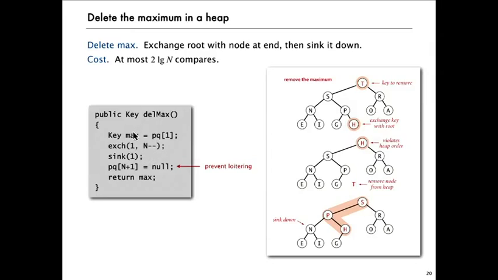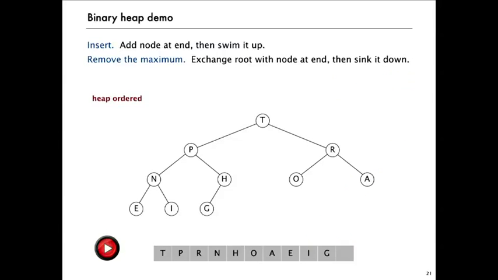Now, in this case, to implement delete max, we save away that value at the root in max, and we eliminate loitering by nulling out that vacated position, then return the max value. So that's an implementation of the delete max operation for a heap using sink, where a key value that decreases goes down in the heap. So let's just take a look at what happens with a real heap with the demo when we do these things. And you'll have a good feeling for how this data structure works.